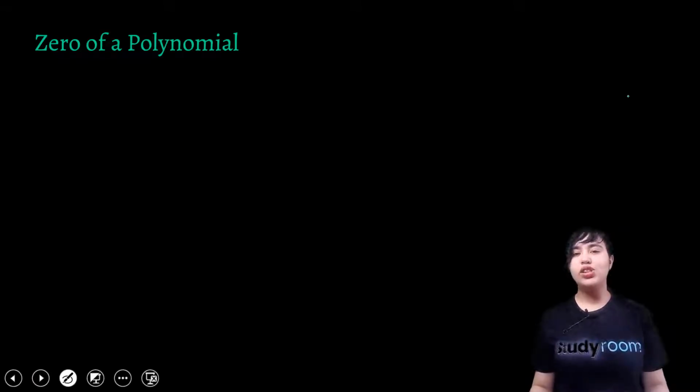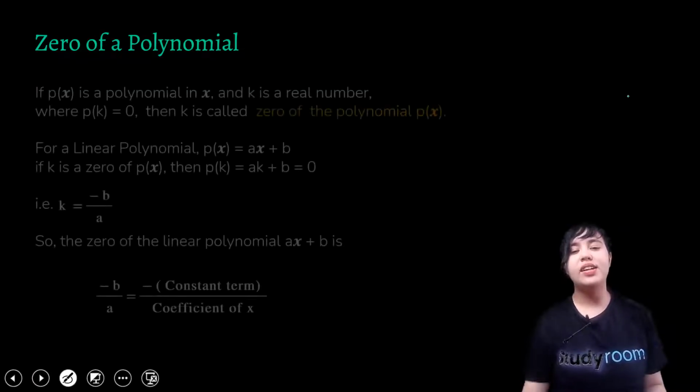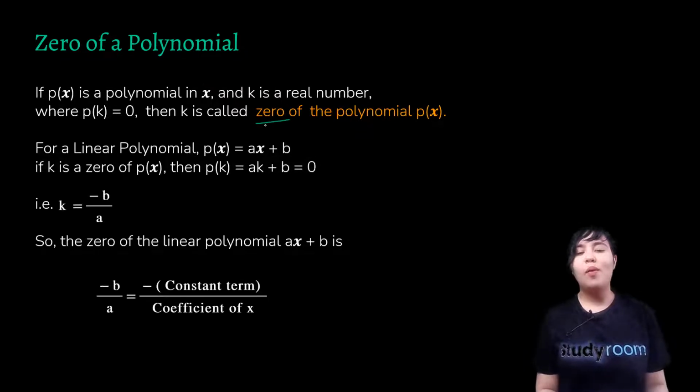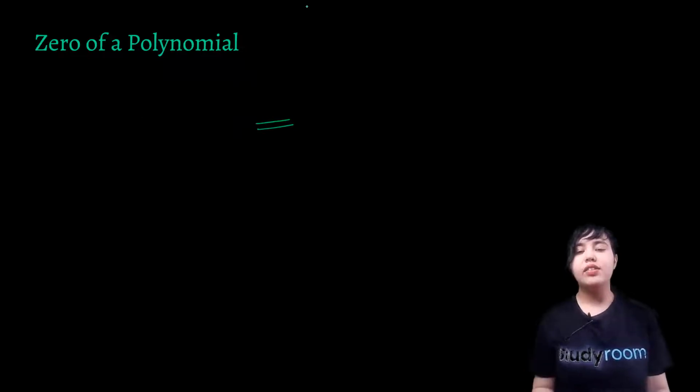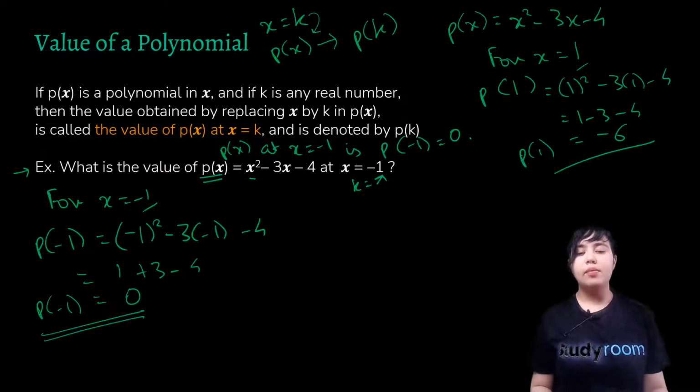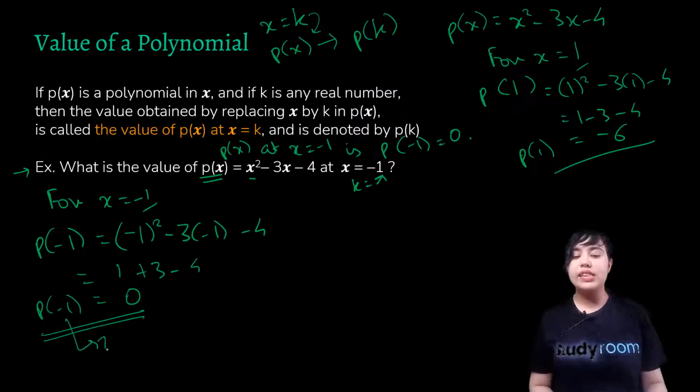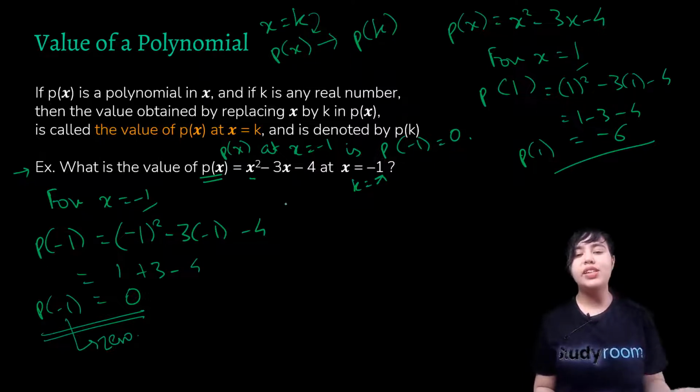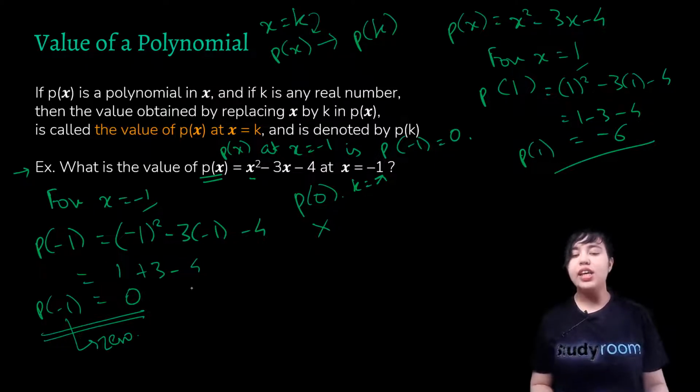Then we have a very important topic again, 0 of a polynomial. So what do we mean by this? Like in the previous case, we saw that we have p of x and we took two different values of x, minus 1 and 1 respectively. So that value of x which gives you the value of the polynomial 0 is what we call the 0 of the polynomial. 0 of the polynomial does not mean p at 0, no. It means that value of x which gives you the value of the polynomial 0.